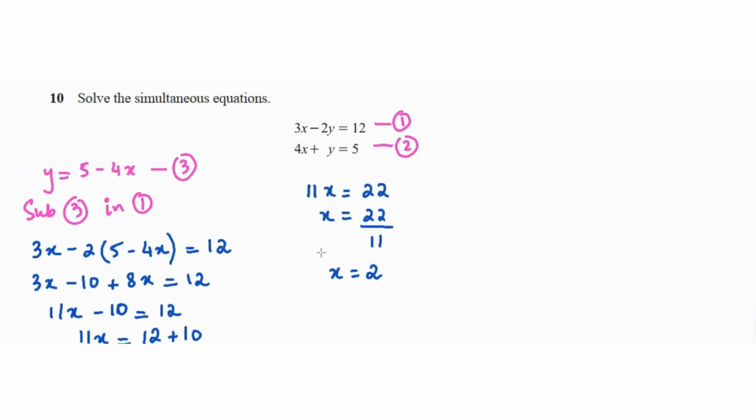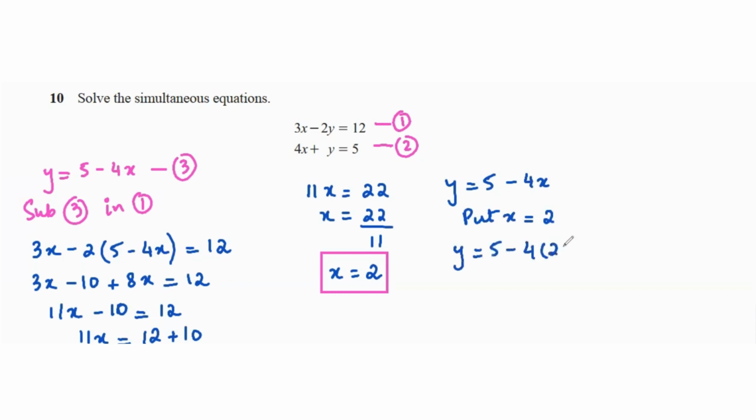That is your first value. Then what we're going to do is find the corresponding y value. So we're going to use equation 3. I'm going to do y equals 5 minus 4x. Put x equals 2 in it. That's going to be y equals 5 minus 4 times 2, which is 5 minus 8, and that is negative 3. So y is negative 3 when x is positive 2.